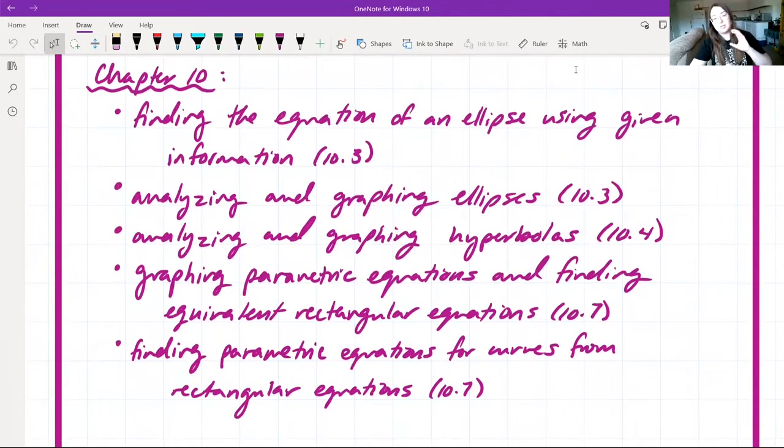Chapter 10 and chapter 11 make up 50% of your exam. Everything we just went over is going to be the other 50%.